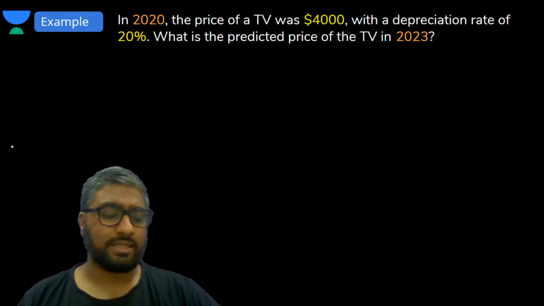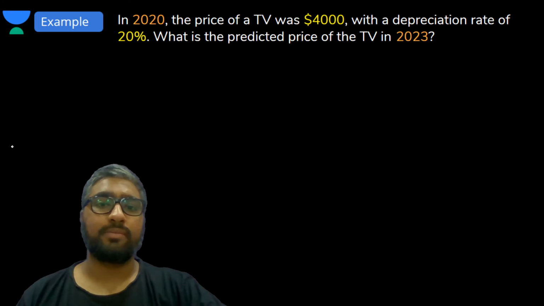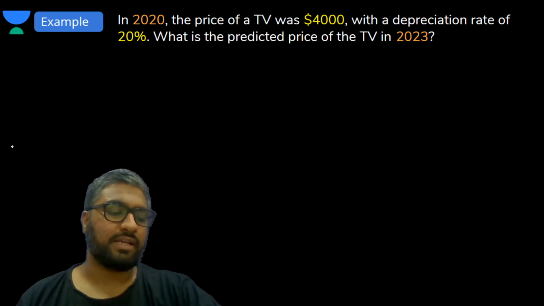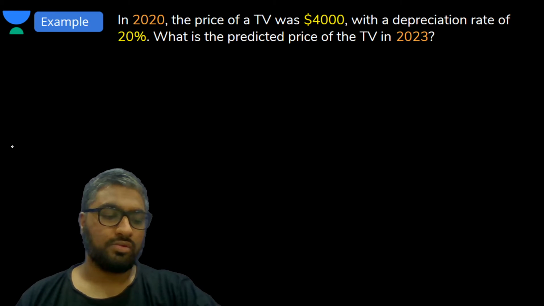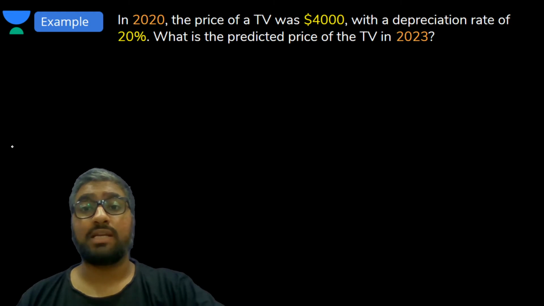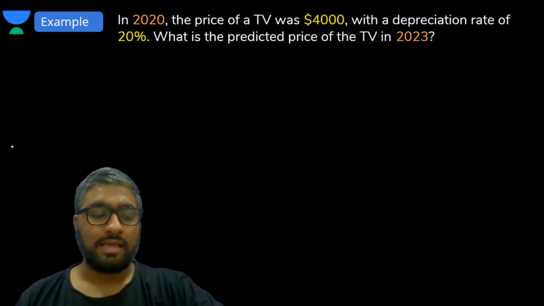So in this question, what's happening? There's a value being depreciated. Yes, 20% is being depreciated every time. So what's happening? 20% being depreciated every time, right? So you can either find out the effective depreciation value if you want.